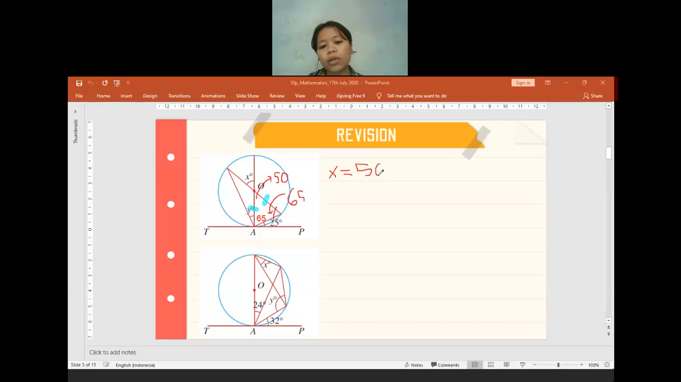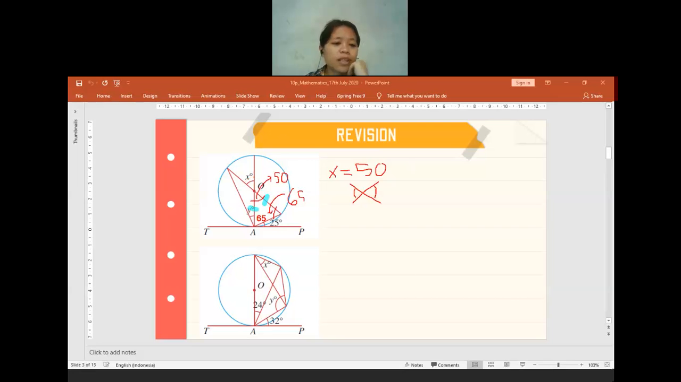Anyone who gets confused to get 50 degree, remember the vertically opposite angles: this and this, the angle will be equal. These two parts, the angle is equal because we already have this angle as 50 degrees. So this will also be 50 degree. So the angle X is angle at center or angle at circumference?